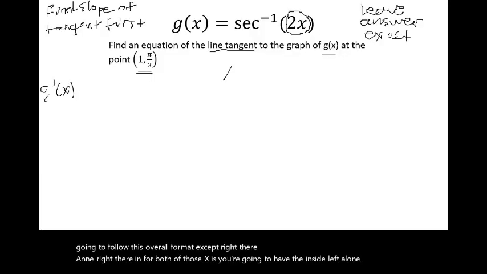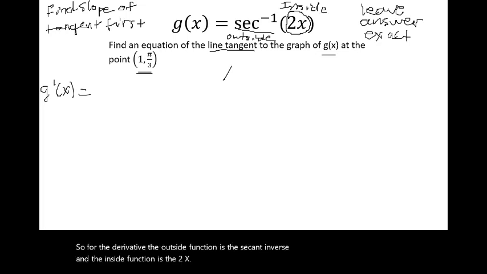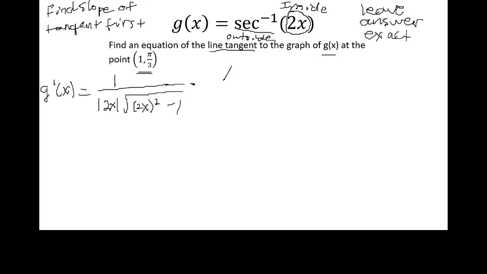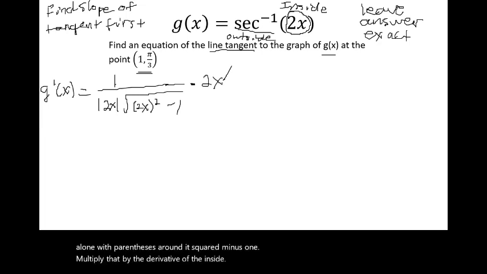So for the derivative, the outside function is the secant inverse, and the inside function is the 2x. So we're going to start with the derivative of the outside. The derivative of the outside is going to be 1 over the absolute value of the inside left alone times the square root of the inside left alone with parentheses around it, squared minus 1. Then we're going to multiply that by the derivative of the inside. Derivative of 2x is 2.